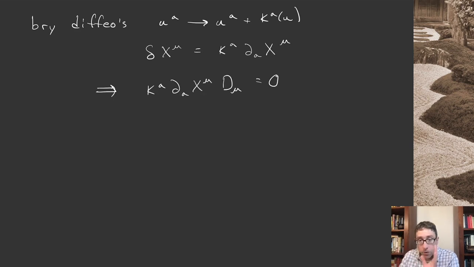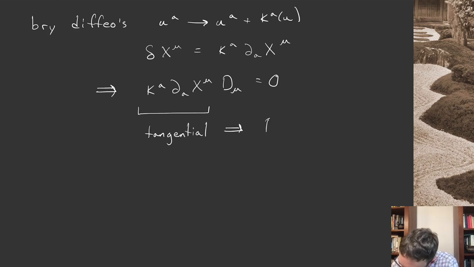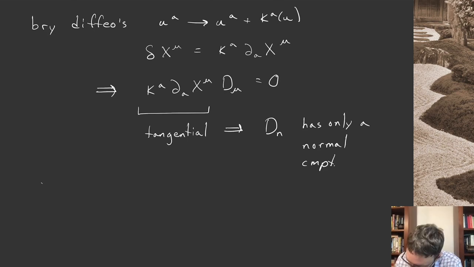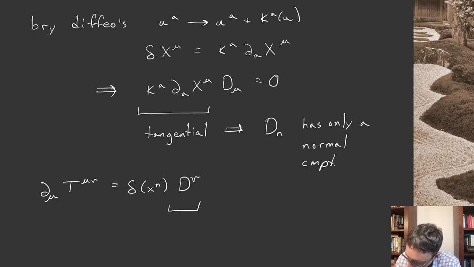These diffeomorphisms only affect the boundary term, and this thing that's multiplying the displacement operator, this is purely tangential, right? There's no way for the diffeomorphisms on the boundary to affect the bulk, and so this also implies that the displacement operator has only a normal component. What do I have here now? I have ∂_mu T^{mu nu} is delta of x_n D^nu, and this is only non-zero for nu equals n. The only non-zero component is the normal component.